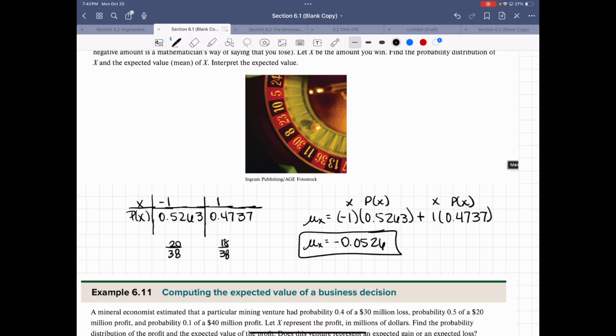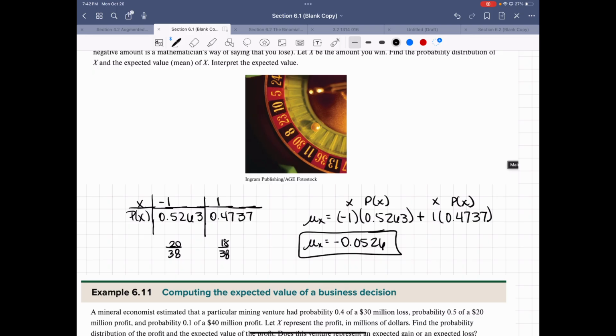This shows me that this particular game of roulette has an expected loss value. You're expected to lose pretty much 5 cents. That means the house is gaining. Okay, this is per dollar, 5 cents per dollar that you play. In the end, you're going to come out at a loss of 5 cents. That is what is expected to happen.